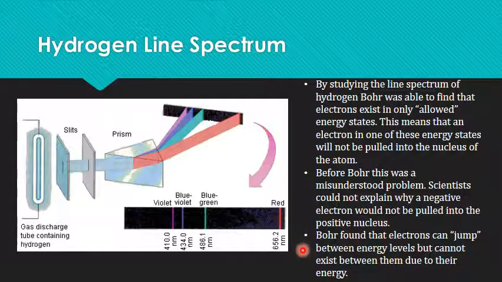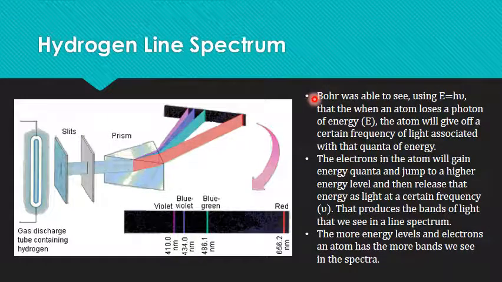Bohr found that not only can electrons exist in energy levels, but they can jump between energy levels. So they can jump from, say, energy level 1 to energy level 2, but they can't be in between them. They can't be in like an energy level 1.5. It doesn't exist. So they can only jump between specific energy levels, these quantized energy levels. So that's why we get these very specific colors.